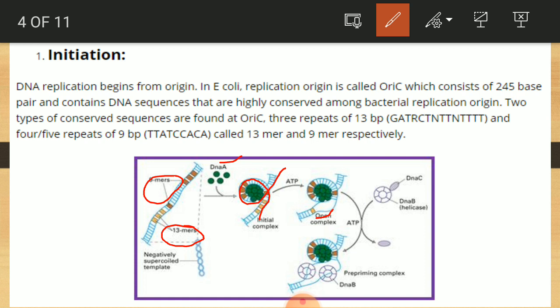Further, two molecules of DnaB along with one molecule of DnaC, by using ATP, bind with this open complex, and then the DnaB molecules, by using ATP, release the DnaC, and the DnaB acts as a helicase complex and binds with both opposite strands of DNA and starts the opening of both of the strands of DNA.